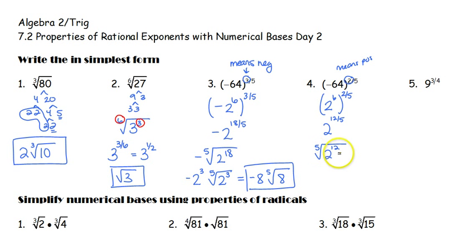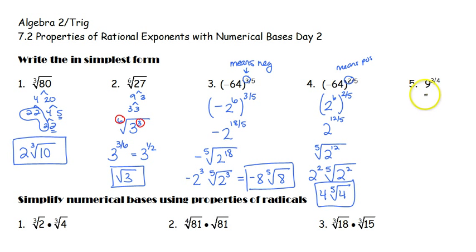We need 5, we have 12. We can bring 2 groups to the outside. 2 groups of 5, we took out 10, which means we have 2 left. So that leaves us our answer as 4, the 5th root of 4.